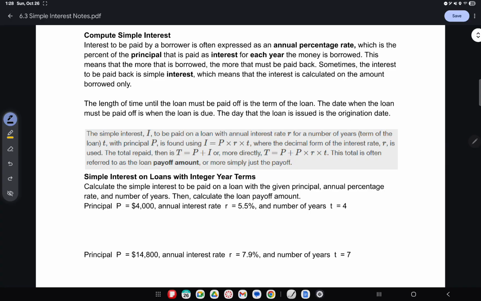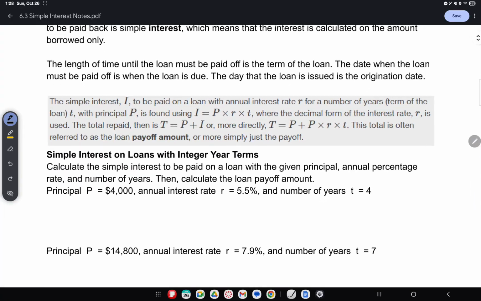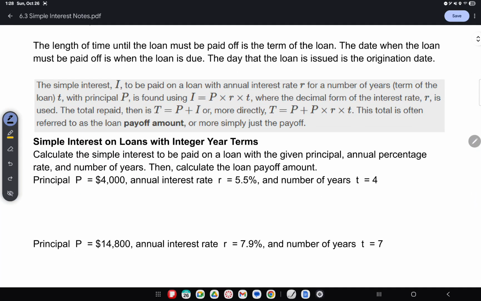So simple interest is just the interest paid on a loan with an annual rate for a certain number of years. So to find that simple interest, we'll use a formula, I equals PRT, where P is the principal amount, R is that annual rate, and T is the time.